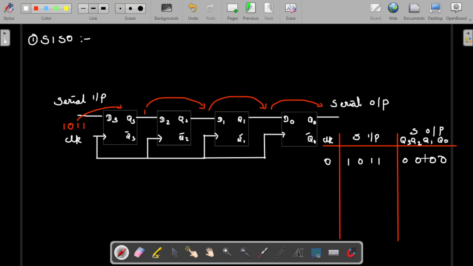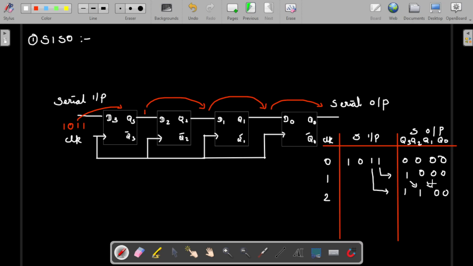Then what will happen? During our first clock pulse, this 1 will come into Q3. So 1, 0, 0, 0. Nothing else will be changed. For the second one, this one will come into this one, and the earlier one will be shifted to here. 1, 0, 0.